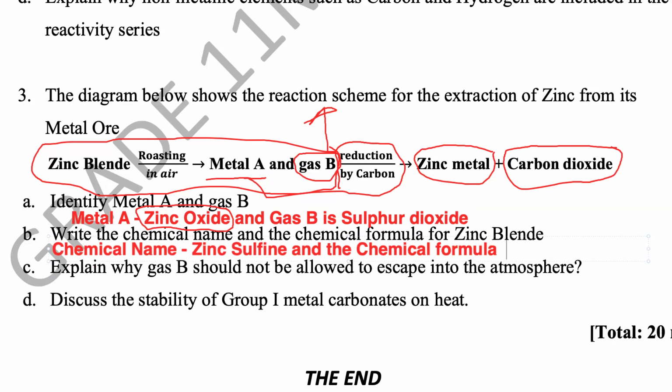Sulfide. Sulfur. When sulfur reacts, it forms sulfide. So sulfide is actually just the sulfur. Yeah, okay. That's very good. And now C explains why gas B should not be allowed to escape into the atmosphere.